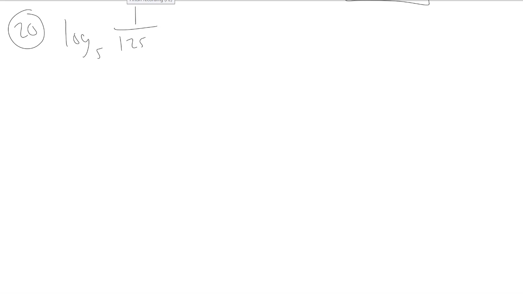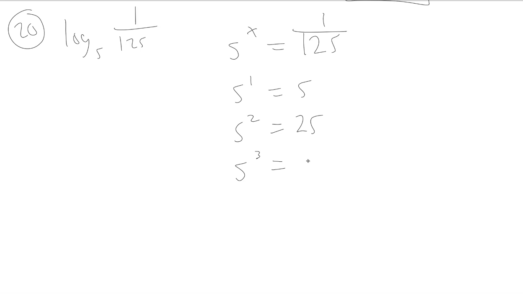Okay, this one's kind of interesting because you could work this one a few different ways. You could ask yourself, ultimately you're asking yourself 5 to what power gives you 1 over 125, which is kind of hard to do. But you could say 5 to the first is 5. 5 squared is what? 25. Okay. 25 times another 5 is 125.